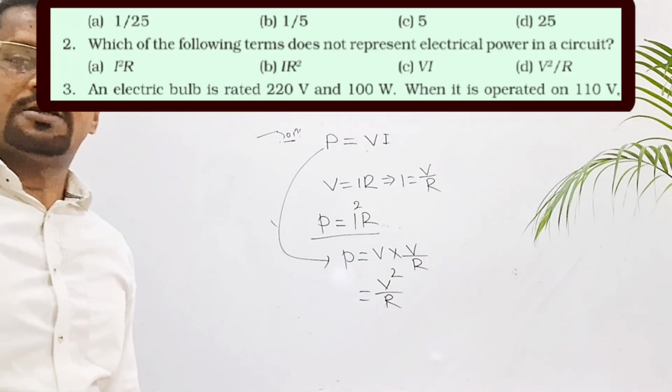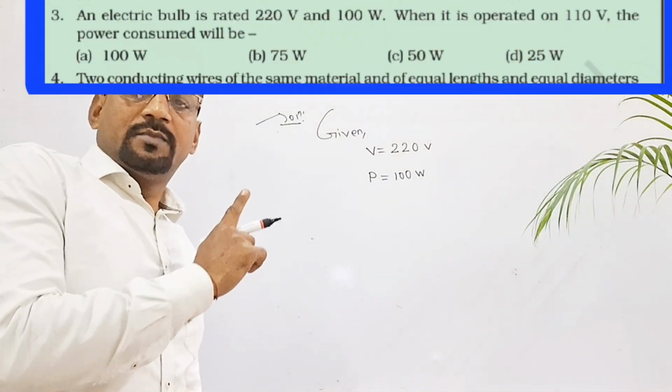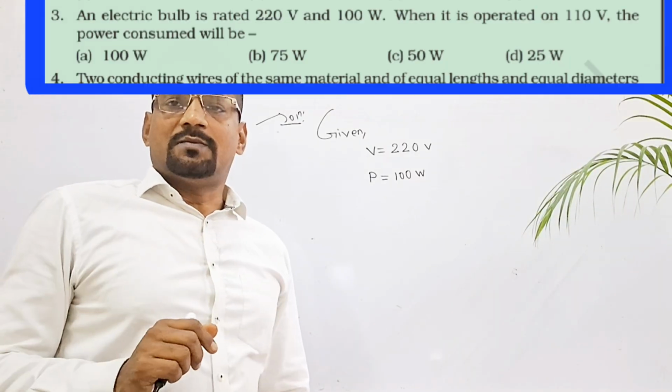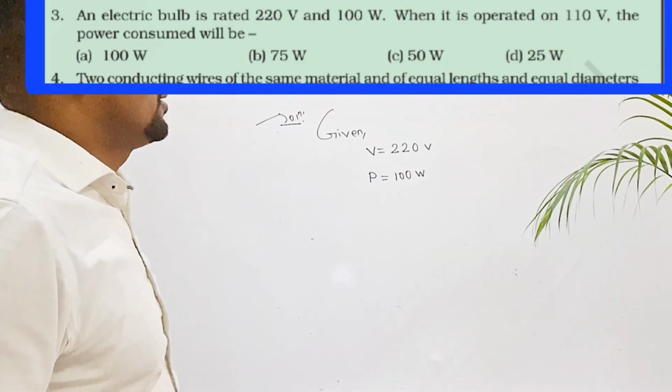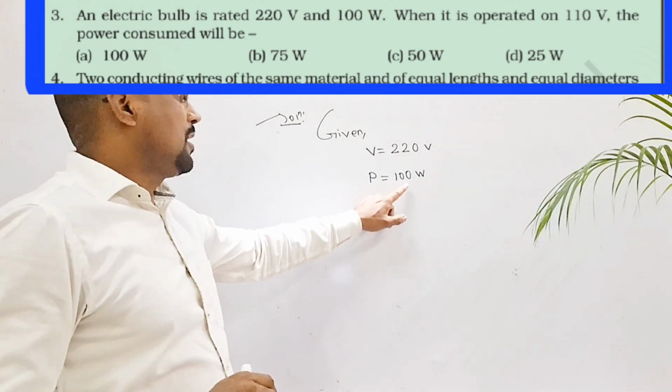Next, let us see question number 3. Now question number 3, in this question it is asked, a rating of the bulb is given. A bulb is rated in what way? That is your 220 volt and 100 watt.